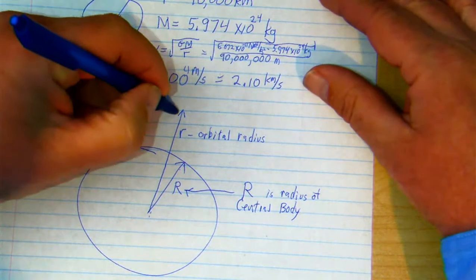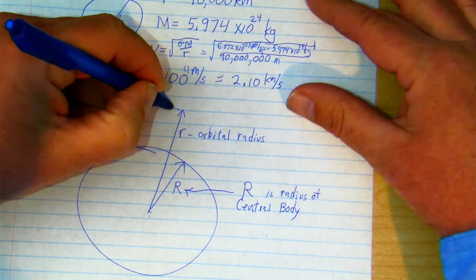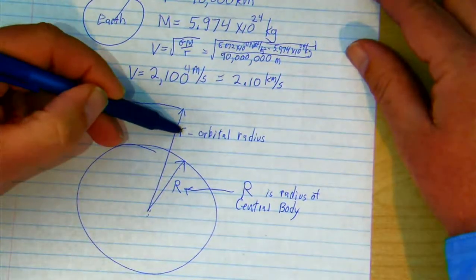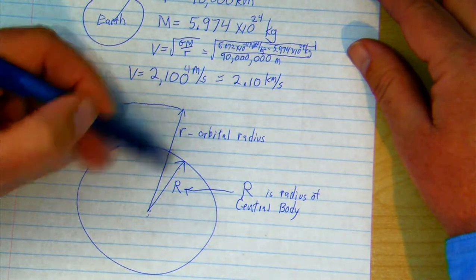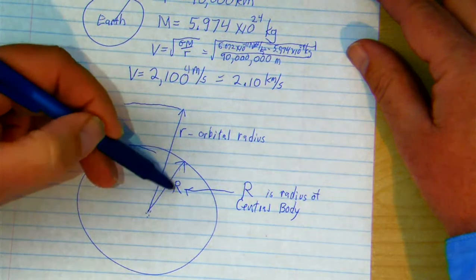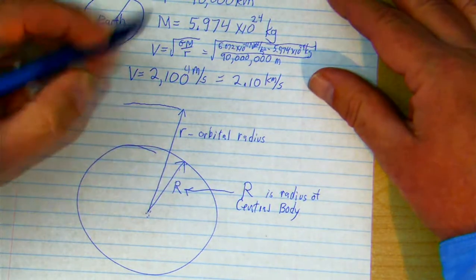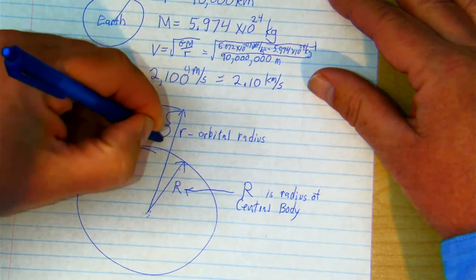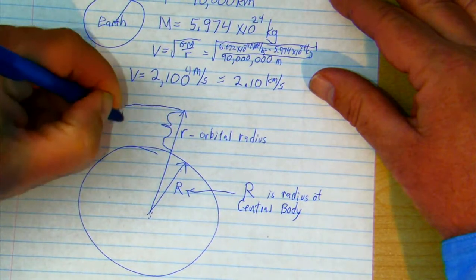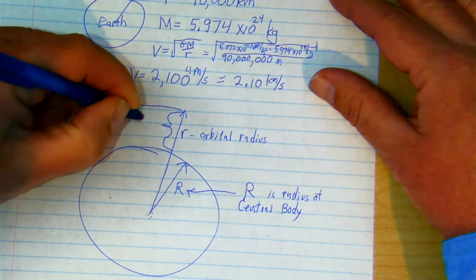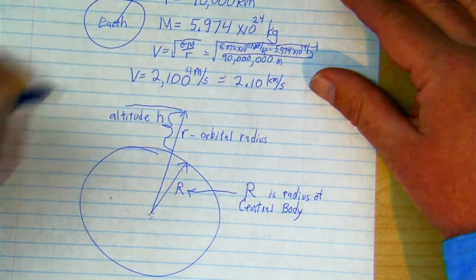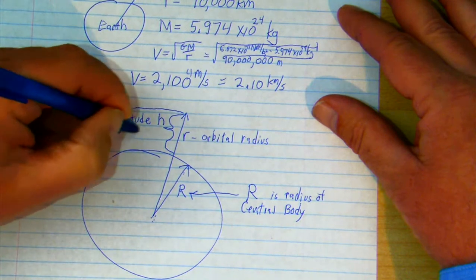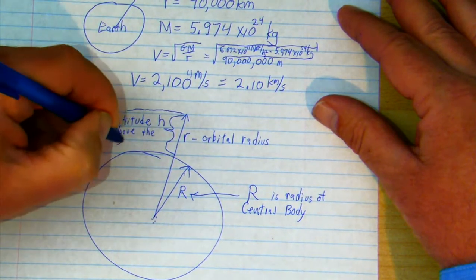So one little geometry factoid is that if I am in an orbit of radius r above a central body of radius capital R, then we could say that this distance here is called the altitude h, and that's measured above the surface.